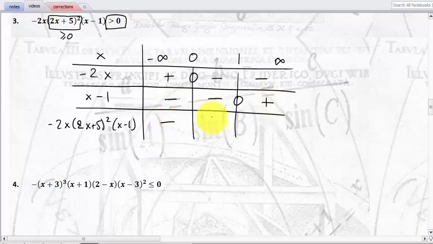So we have negative 2x times (2x plus 5) squared times (x minus 1), going from negative infinity to infinity. So there are two values that I'm interested in, 0 and 1 right here. 0 for this factor, 1 for this factor. This is negative 2x, the line goes down, so it's positive before, negative after. This is x minus 1, the line goes up, so it's negative before and positive after. Negative, positive, negative. It's very, very quick. We want it to be positive, so the solution set is x has to be in the interval (0, 1). That's it.